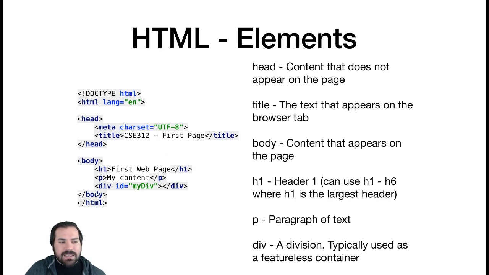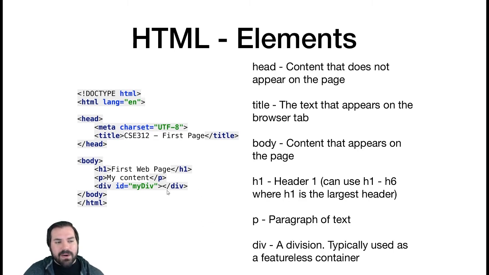Next, the body. This is all the content that will display on the page. This is what displays in the browser window that the user is seeing. And we have a few different tags here. A header one. Headers can be 1 through 6, 1 being the largest, 6 being the smallest. That's going to make this larger. That's why the first web page showed up so big on that first slide that we saw. Then a paragraph, P for paragraph, is going to give us some text information, and it'll add new lines and format this like a paragraph.